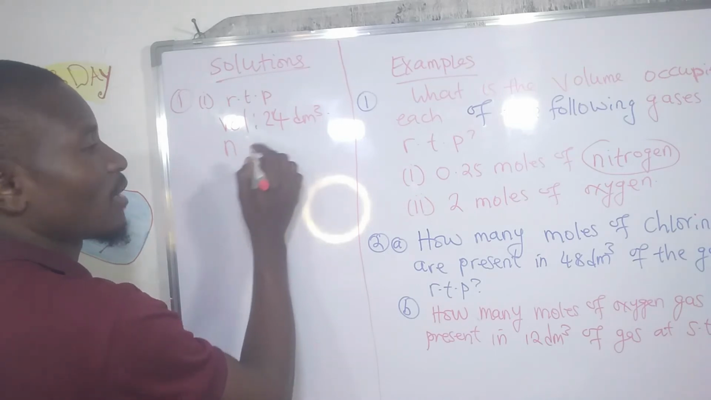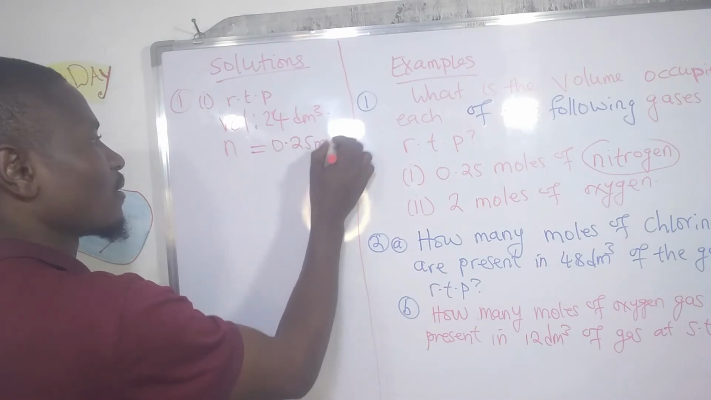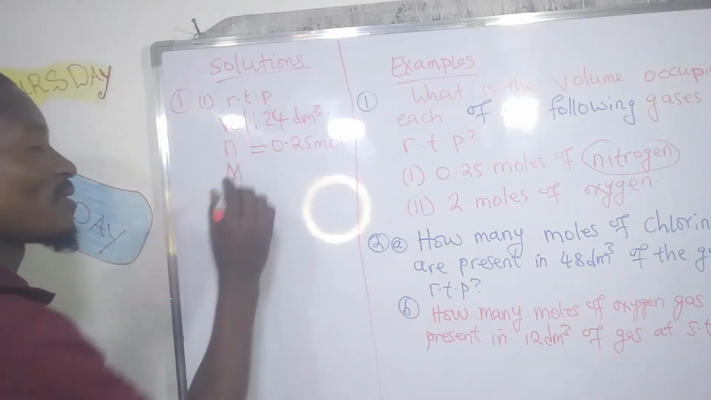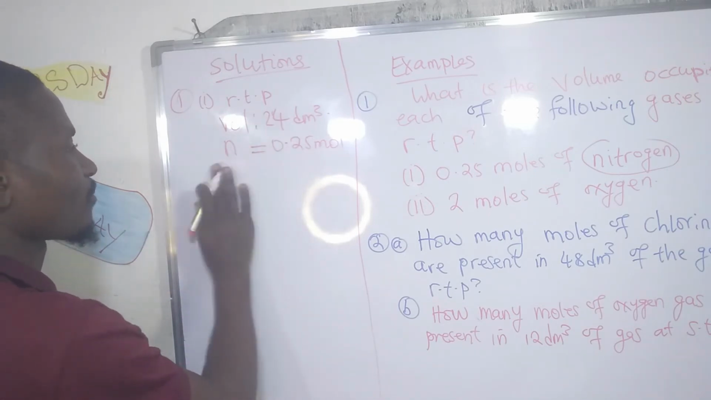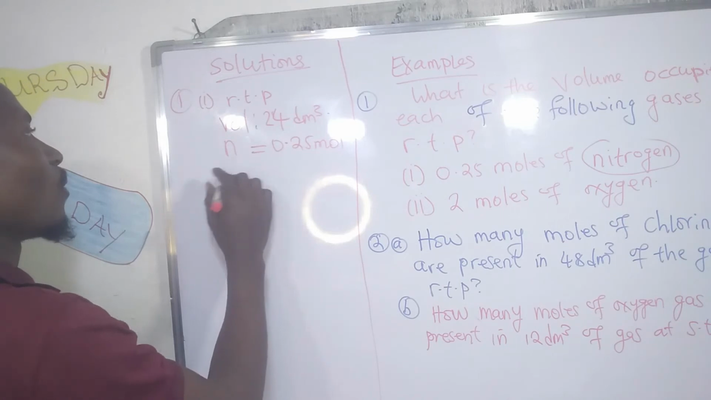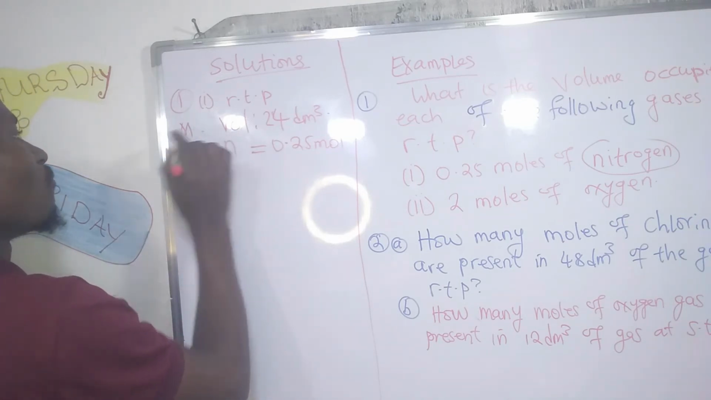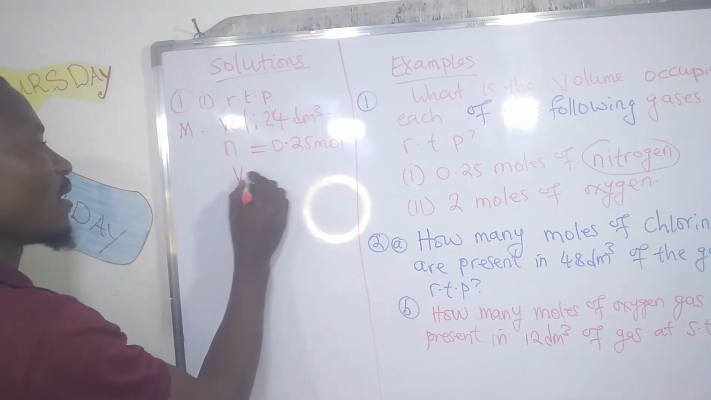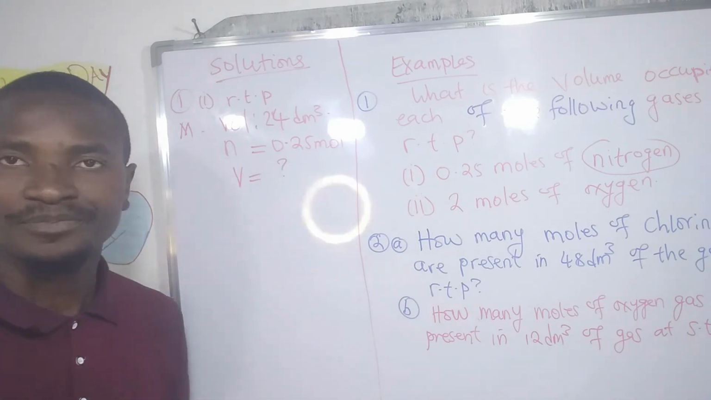Okay, so the number of moles is 0.25 mole. And then the molar volume, which is MV, the molar volume equals... Now what we need is the volume of this gas. So it's a question mark.